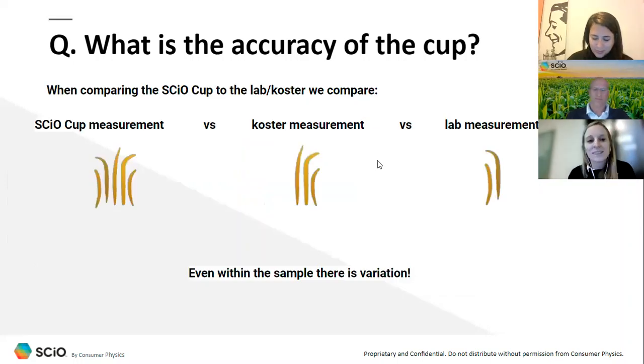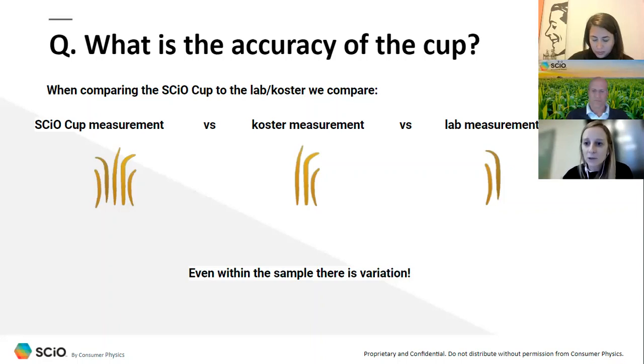All right, but that doesn't really answer the question of how accurate is the cup? It's not much good to measure a whole lot of samples if the actual single measurement of your SCiO Cup is not on point. So what we do is compare SCiO Cup to the Costa and to the lab, so that you have an indication of how accurate the cup actually is.